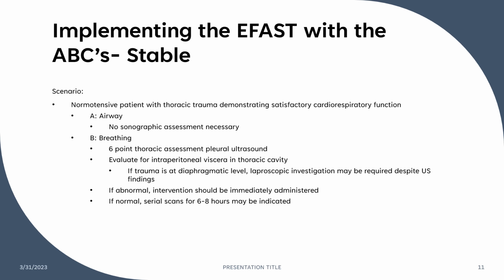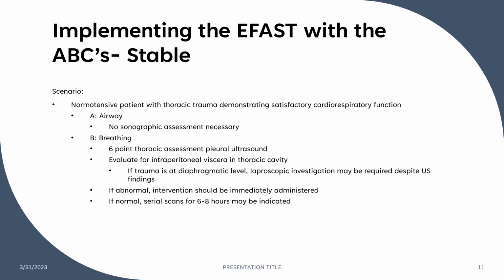Now, if that patient were to become unstable and you had to address the airway, then sonography could be used to evaluate ET tube placement. But in this case, the patient is staying stable, so we're going to move on to breathing. With breathing, again, the EFAST exam can be used in unison with the portable chest x-ray, and you'd want to start with a 6-point thoracic assessment. We're going to look at those windows. Just because we see normalcy in lung in one area doesn't mean that it is a normal lung throughout the whole thorax.